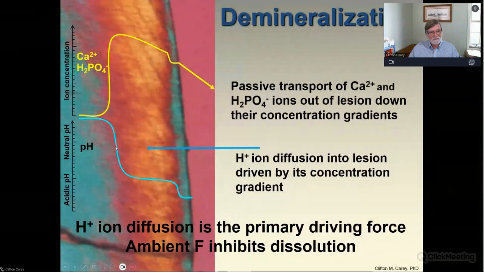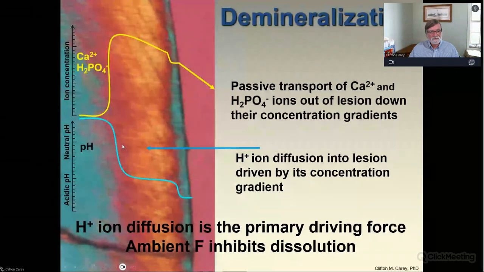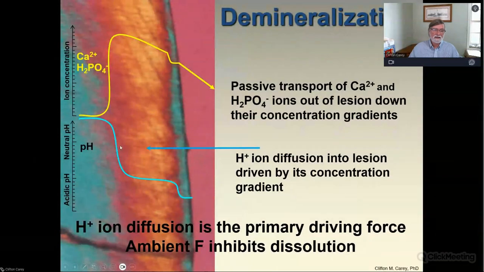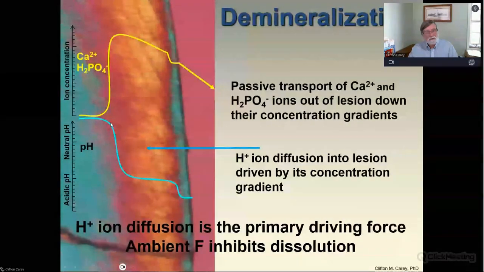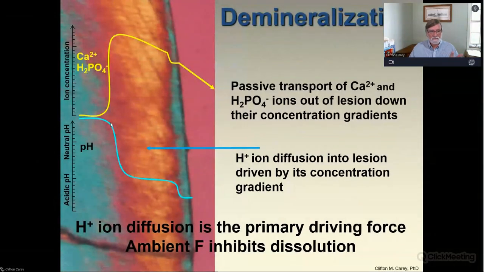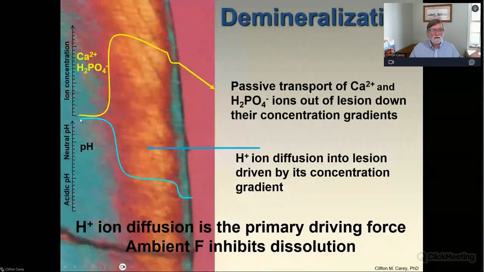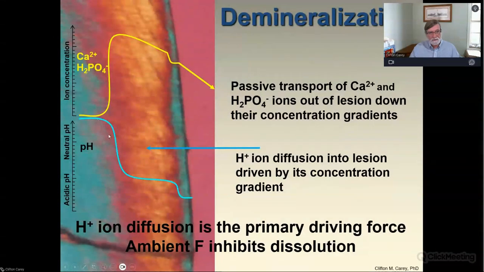But when it hits the advancing front, you see that the pH rises significantly as it's dissolving the carbonate apatite and other more soluble minerals that are in the enamel. Eventually, by the time you get through that, the pH has gotten to normal and there's no dissolution. So that's what's happening on the pH side.